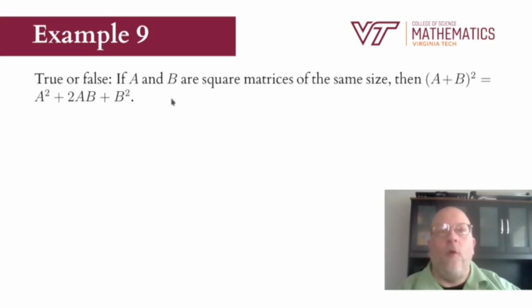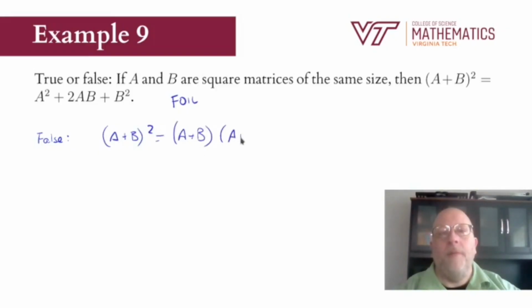This is the FOIL method, where we multiply A squared, then we multiply the middle term, and then we multiply B squared. And this is false. (A plus B) squared is equal to (A plus B) times (A plus B). And FOIL does work.